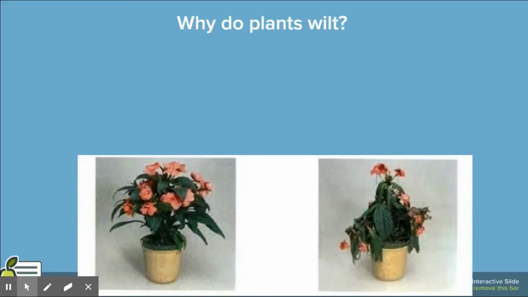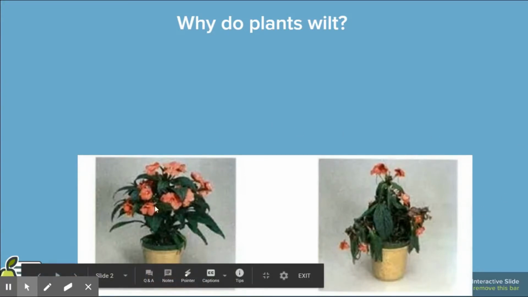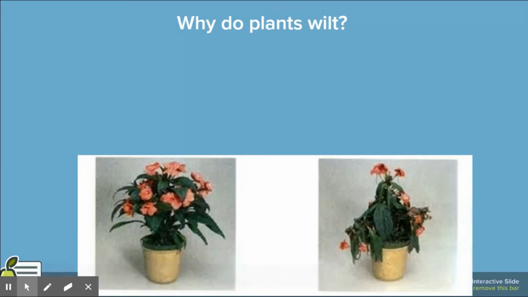First of all, a question we're going to try to answer as we go through this section. Sometimes we have plants that are nice and in full bloom, and the leaves look really great. And then sometimes the plants tend to wilt and get a little unhealthy looking. So we're going to look at why this might happen based on these concepts of passive transport.